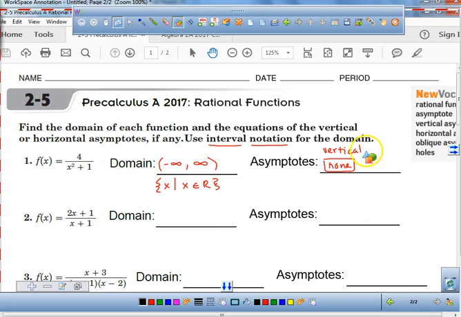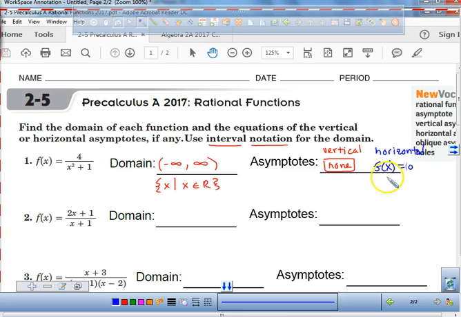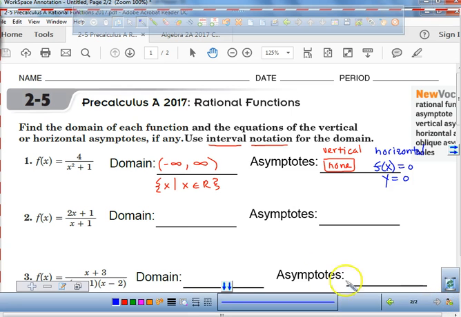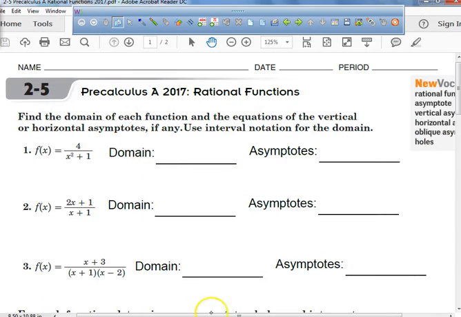All right, so what was our horizontal asymptote for number 1? It was f of x equals 0. You can also put y equals 0. That was this one. What I'd like us to do now is go to number 2. All right, let's graph that one. Here's our first one. Now we're going to graph our second one.